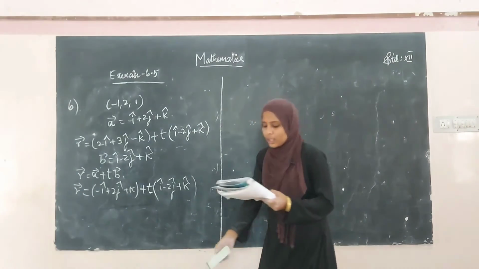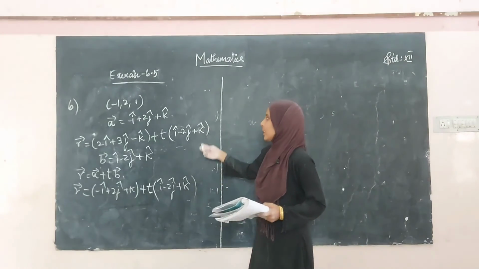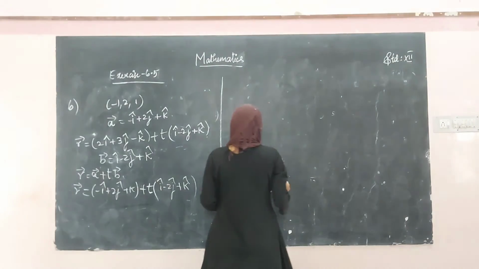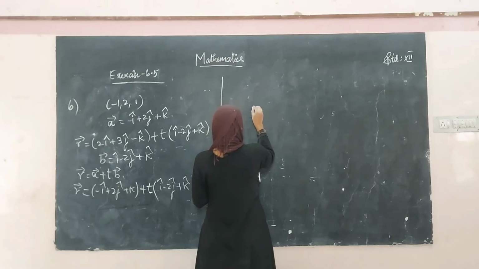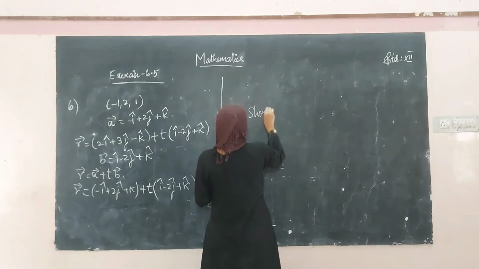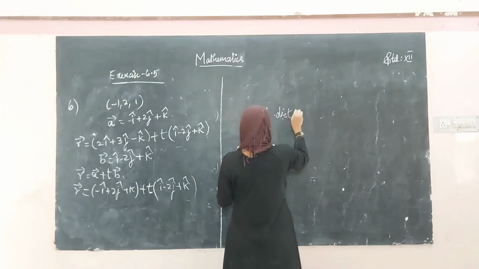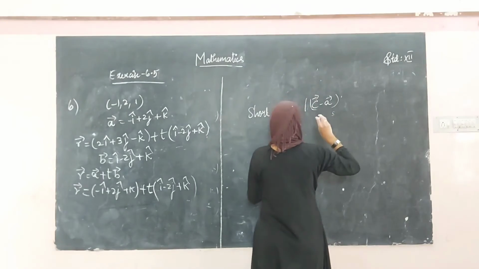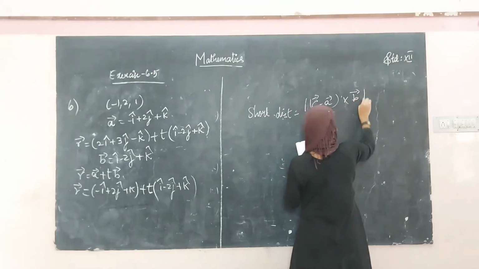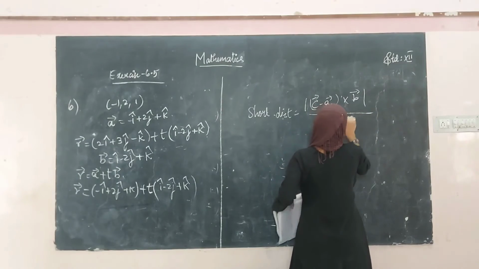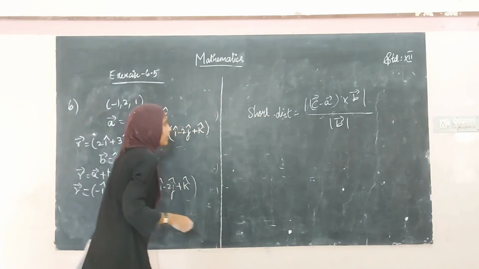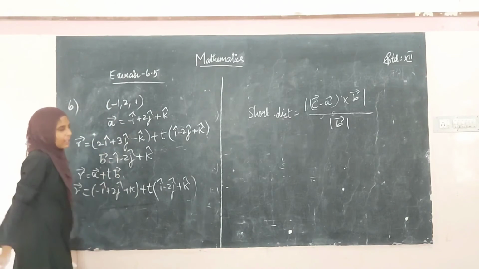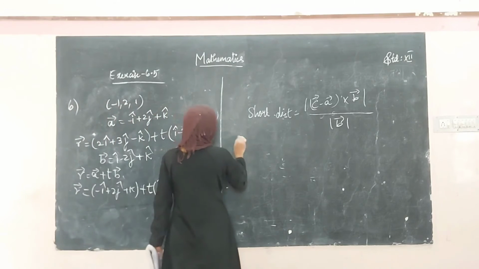Next, find the shortest distance between the lines. In this one, they have given a point and the parallel line. So we have to use the first formula, that is, the shortest distance can be found using modulus of C vector minus A vector cross B vector divided by modulus of B vector. We know A vector and B vector. What is C vector? C vector is this one, 2i cap plus 3j cap minus k cap. So first let us compute C vector minus A vector.